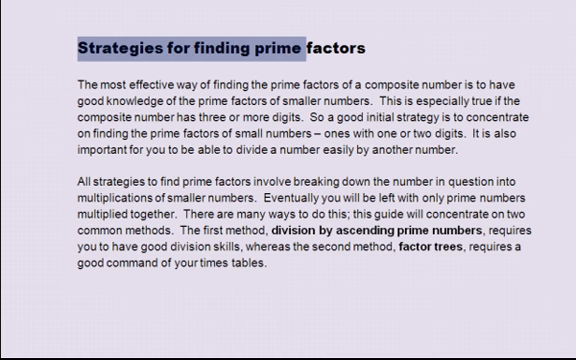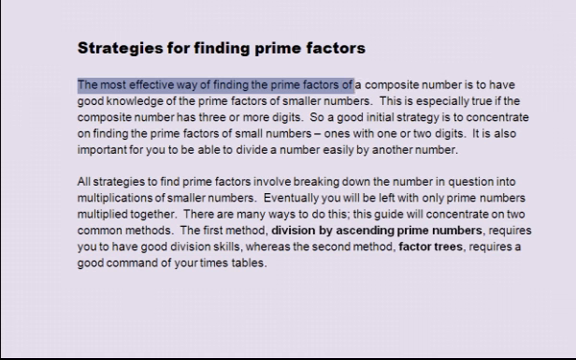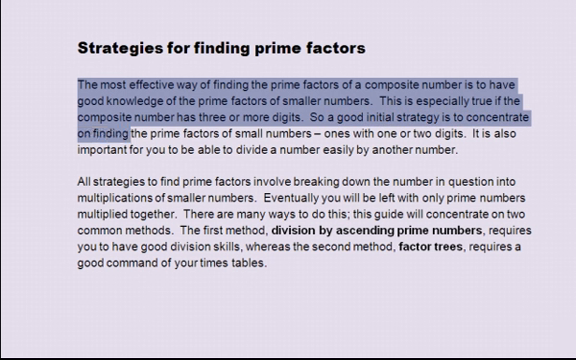Strategies for finding prime factors. The most effective way of finding the prime factors of a composite number is to have a good knowledge of the prime factors of smaller numbers. This is especially true if the composite number has 3 or more digits. So, a good initial strategy is to concentrate on finding the prime factors of small numbers, ones with 1 or 2 digits. It is also important for you to be able to divide a number easily by another number.